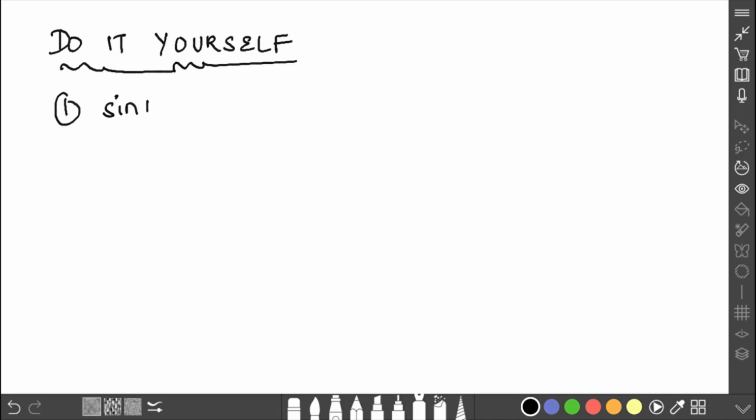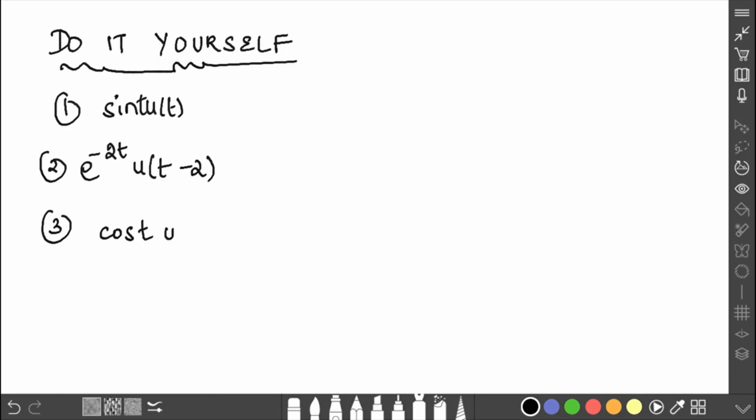So for this exercise problem, please do it yourself. For example, sin t into u of t, second one e power minus 2t into u of t minus 2, third one cos t into u of t, and for each of these the answer will be like this. Please check it out. This is the example for causal.